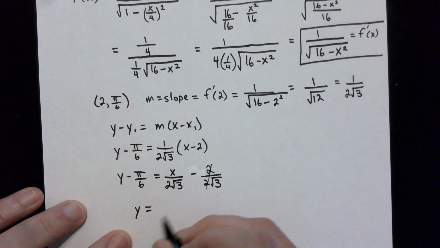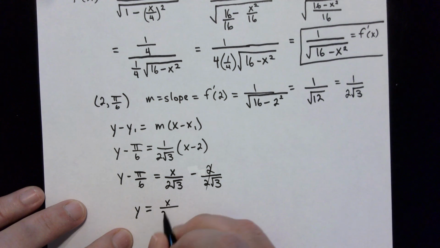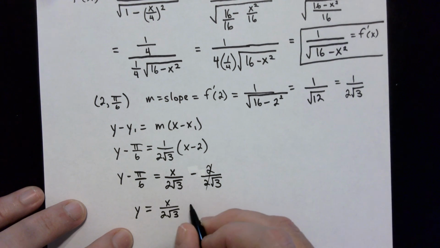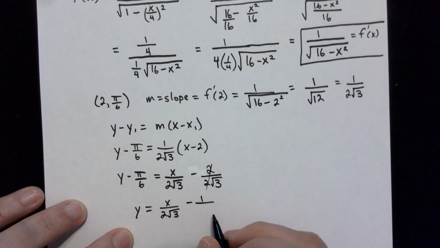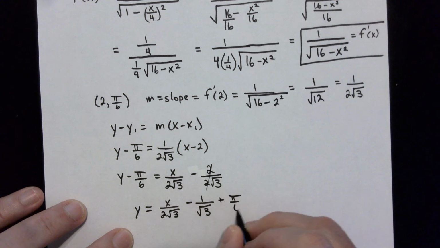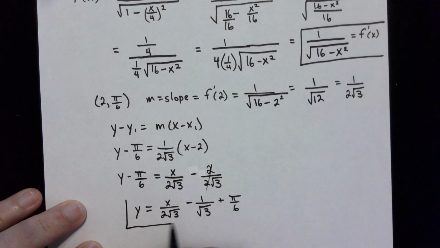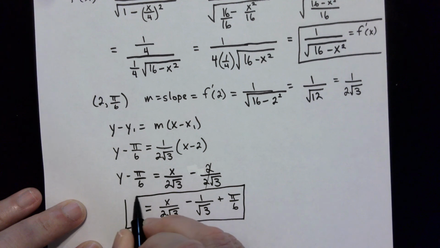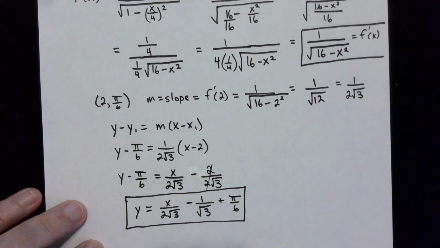So our final answer will be y is equal to x over 2 square roots of 3 minus 1 over square root of 3, and then plus pi over 6. And that is our line tangent at the point given. And that's it.